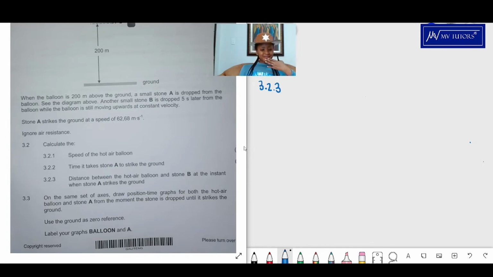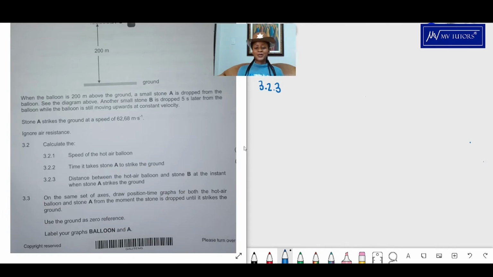Okay, so upon reading it initially, you're thinking, how am I going to start? For me, it's better when I illustrate things so that I know what's going on. Firstly, I'm asking myself, where is the hot air balloon when stone A reaches the ground? That's what I would like to know first. Then I would like to know, where is stone B when stone A reaches the ground? And then once I have those locations, I can subtract and see how far the hot air balloon was from stone B.